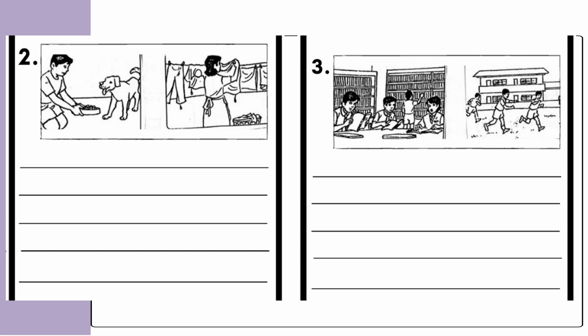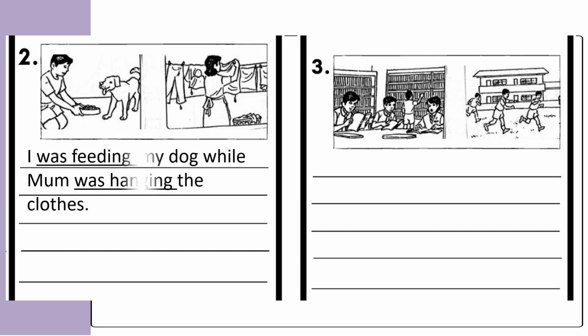Next, picture number 2. Okay, you can see 2 actions going on at the same time. 一个是喂他的狗，另外一个是晒衣，对吗？Alright, so I will use the word while again. 就是要用当这个字. Now this time the word while is used in the middle of the sentence. I was feeding my dog while Mom was hanging the clothes. Okay, so you see while is used in the middle, so you don't have a comma. You can copy this sentence.